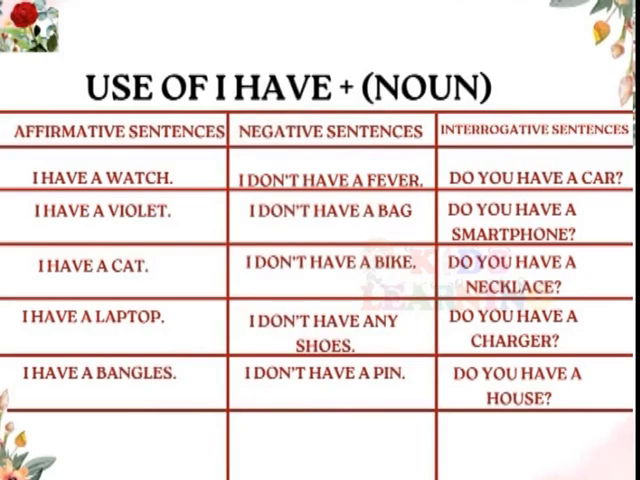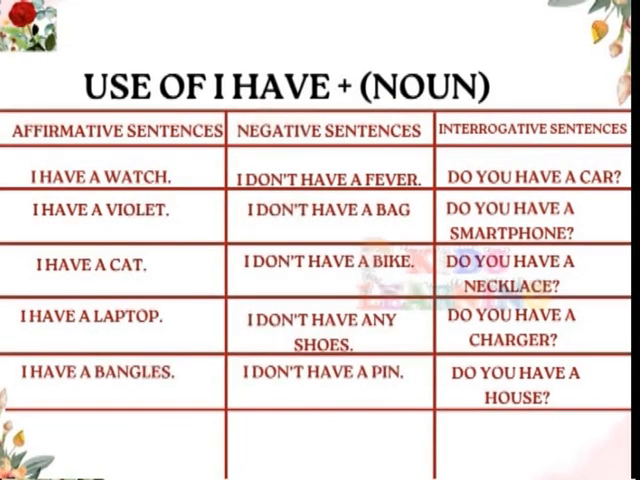I have a violin. I don't have a bag. Do you have a smartphone? I have a cat. I don't have a bike. Do you have a necklace? I have a laptop. I don't have any shoes. Do you have a charger? I have bangles. I don't have a pin. Do you have a house?